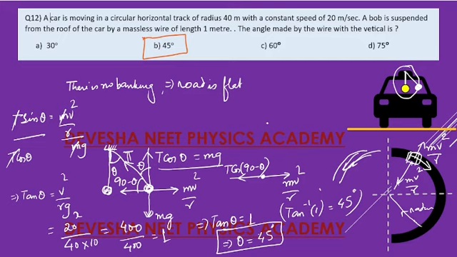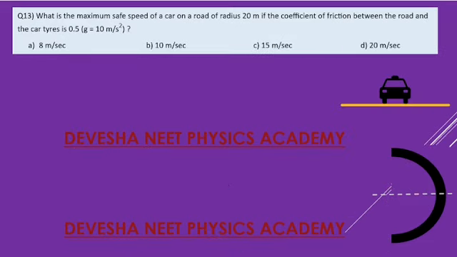Now we go to the next problem. What is the maximum safe speed of a car on a road of radius 20 meters, if the coefficient of friction is given?